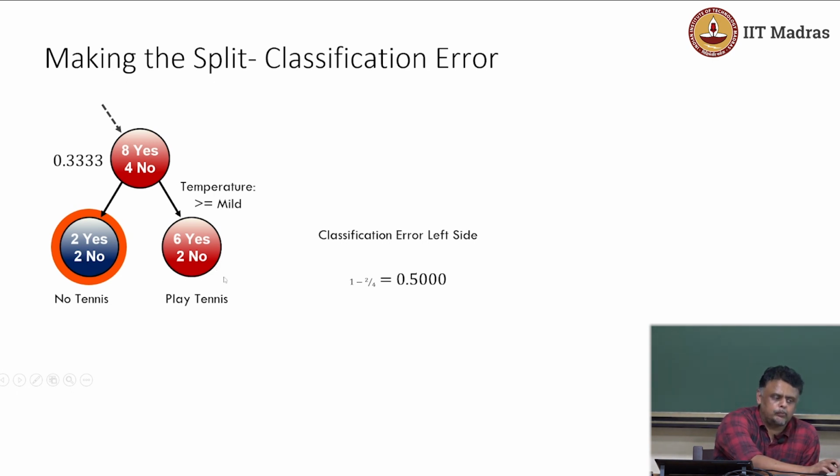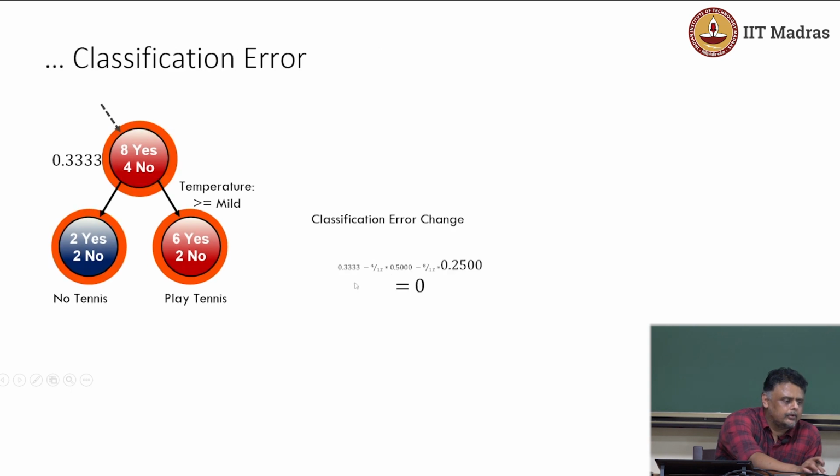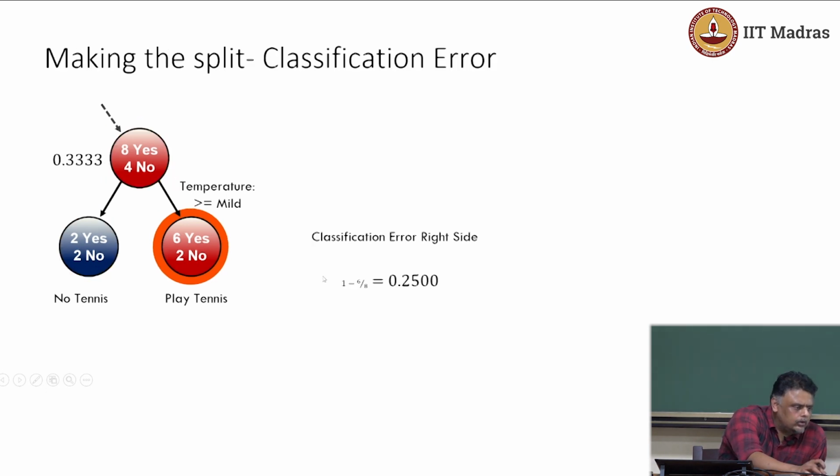For the left node, it's 1.5. And for the right node, this is actually weighted. Did I do the right node? It's 6 over 8, right? 3 by 4, is it 0.75? Yes. 1 minus 6 over 8 is 0.25. I missed this one. For the right node, it's 0.25.